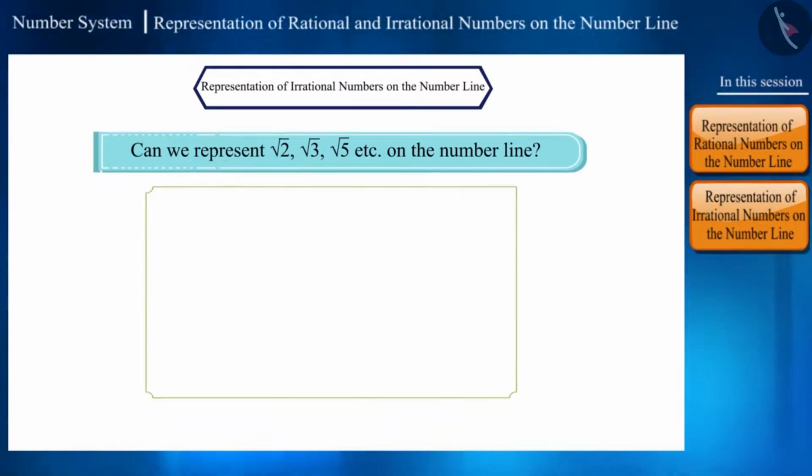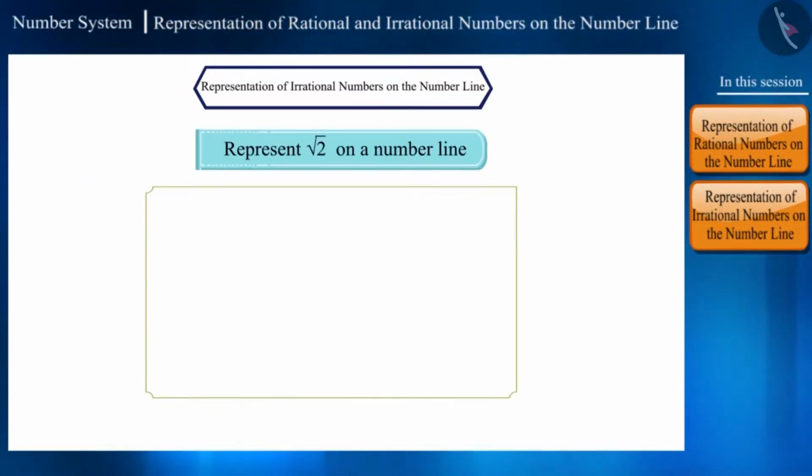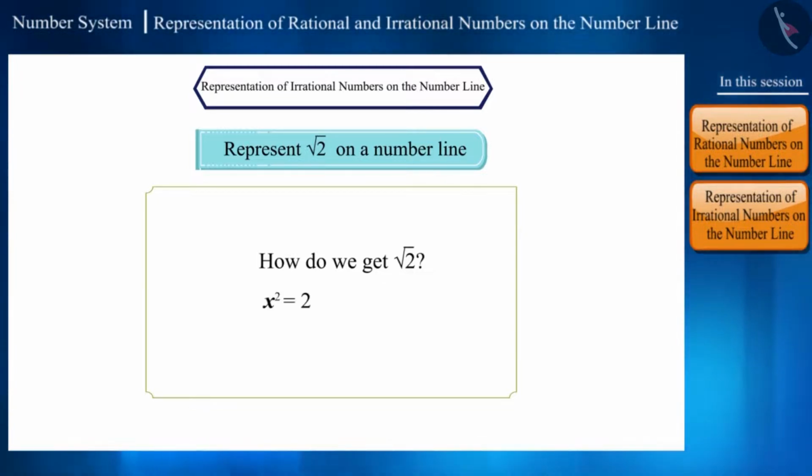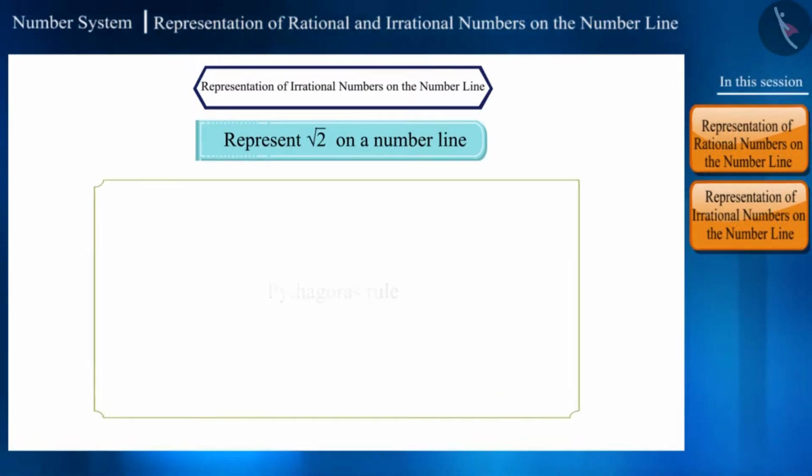Yes, there is a way of representing these numbers on the number line. Let's look at it. Let's represent root 2 on a number line. How do we get root 2? When do we get any number in the form of roots? When any number is in the form of squares, like x square is equal to 2, then we get x as root 2. Friends, when we use words like squares, square roots, which rule comes to your mind? Yes, Pythagoras' rule.